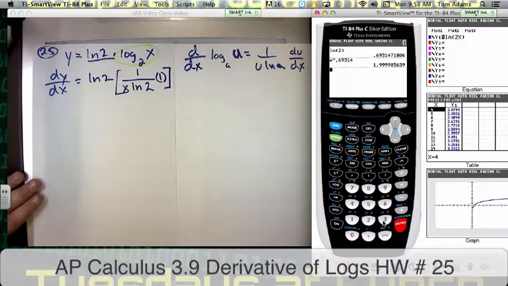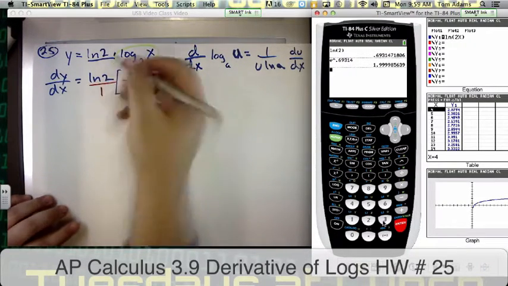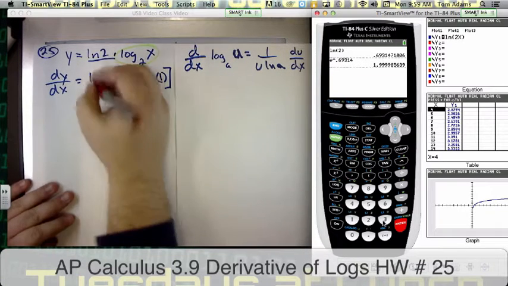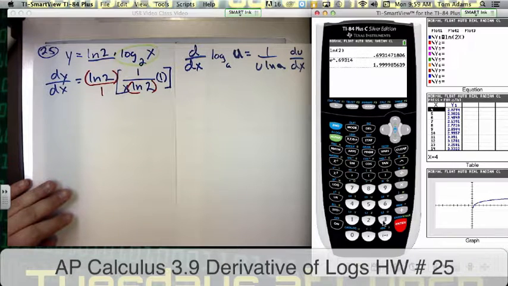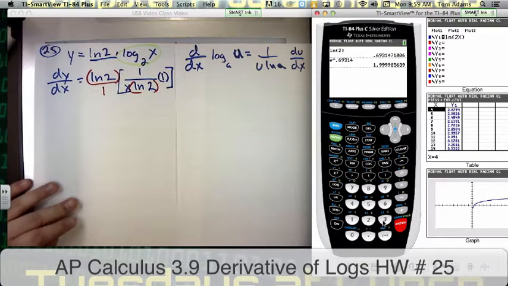Does that make sense? Okay. So now, here's an interesting thing. This is like saying the natural log of 2 over 1. So I've got the natural log of 2 on the top here, times another fraction that has a natural log of 2 on the bottom. What do those two do?